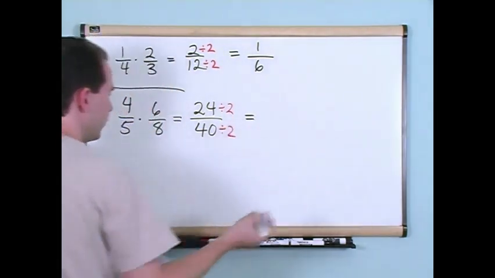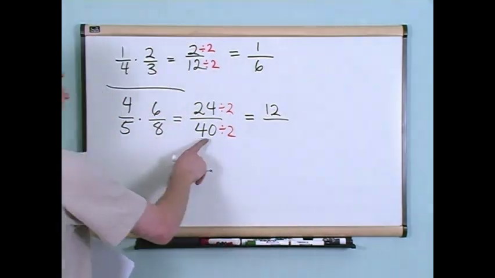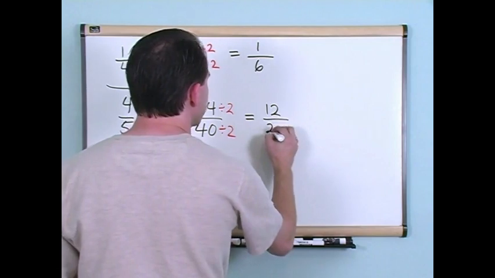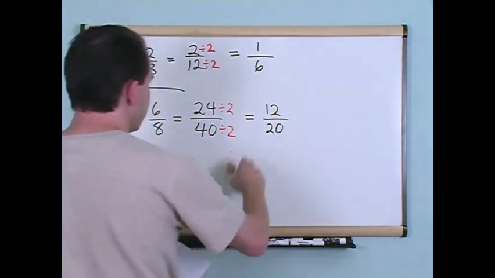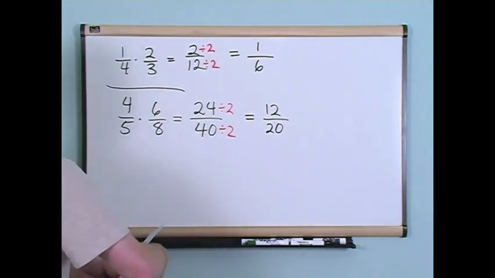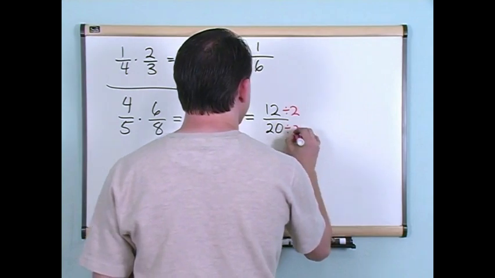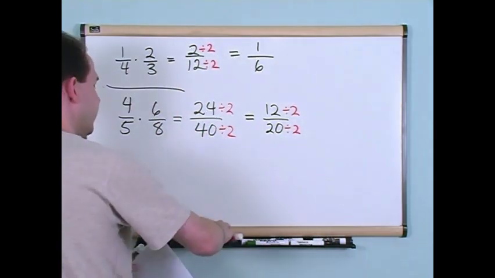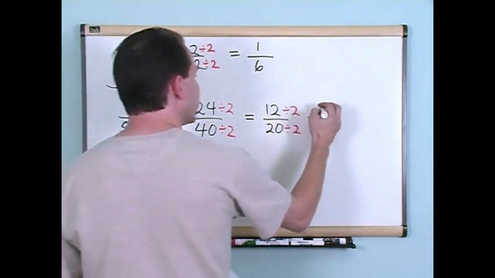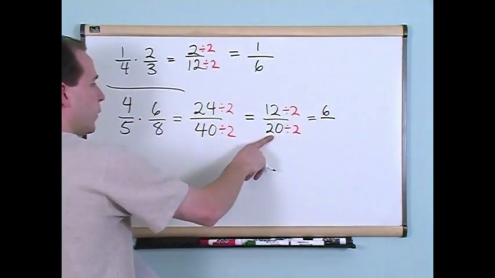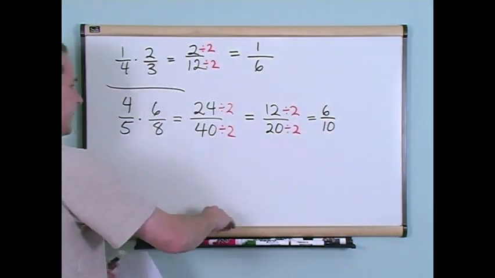24 divided by 2, you can figure out by looking at your times tables, is going to be 12. And 40 divided by 2 is going to be 20. So I've got 12/20ths. Question is, can I simplify this anymore? Well, you can, because you can divide the top by 2 again, and you can divide the bottom by 2. Let's see if that gets us as simple as we can go. 12 divided by 2 is going to be 6, and 20 divided by 2 is going to be 10. You can do all your multiplication tables and figure that out.